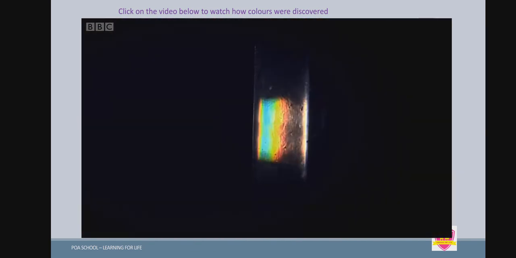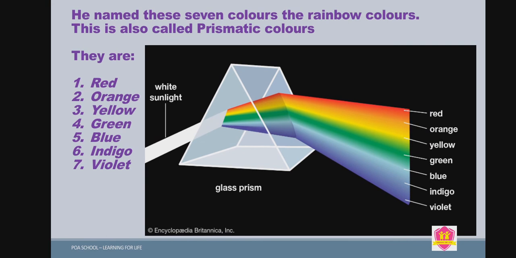All right, so this is from another scientist who wanted to find out what Sir Isaac Newton did, if indeed he discovered these colors or not. And after his discovery, he also got to know that white light is made up of 7 sets of colors. So when Sir Isaac Newton discovered these 7 colors, he called them the rainbow colors. Another name for these rainbow colors is known as prismatic colors.